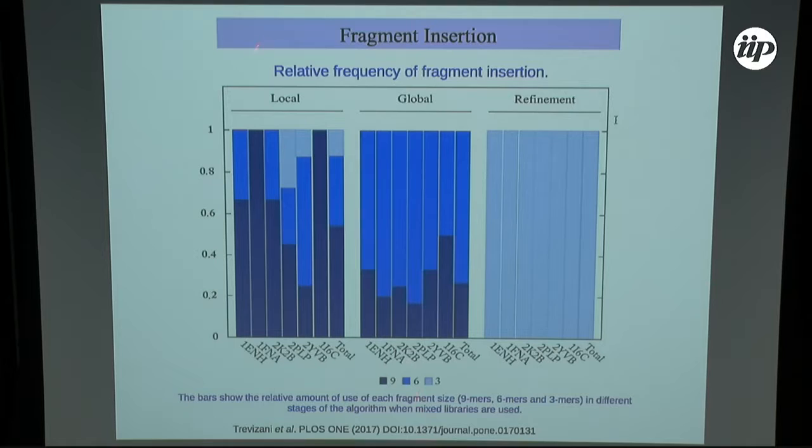And we can see that in the first step, bigger fragments are more inserted by the algorithm. After that, we have the 6 and 9, and the 6 length library is more used. And finally, in the refinement, the library with fragments of size 3 is totally used. It's a very interesting result, because it shows that the longer fragments are very important to locate the model prediction close to the regions of the global or local minima.